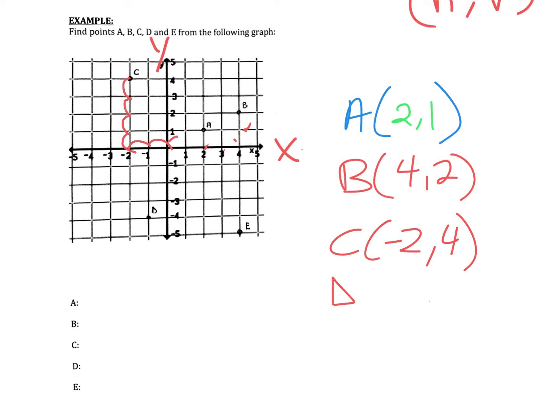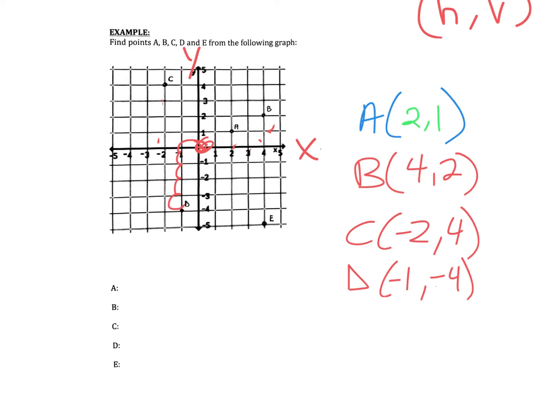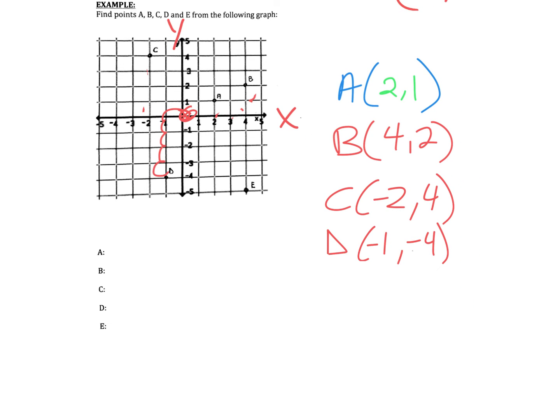Point D, same thing. We're going to leave from 0, 0. And that's going to be -1 on your x. And then we're going to drop -1, 2, 3, 4, so -4 for point D. And finally, last but not least, point E, sorry about that. That's going to be at 1, 2, 3, 4, and then 1, 2, 3, 4, 5. So +4, -5.